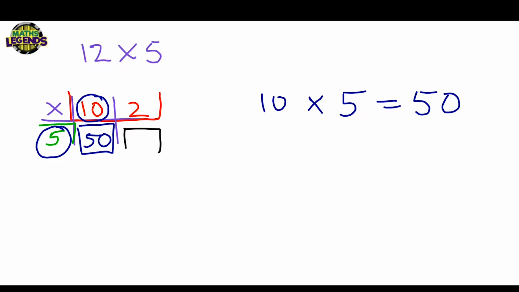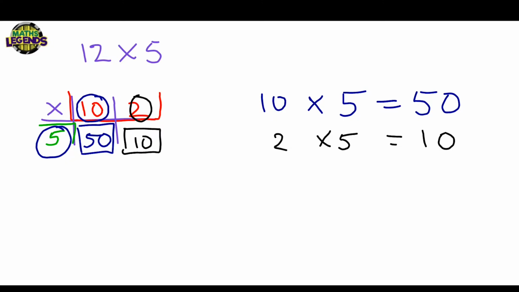Then we're going to look at the next box. So here, the number above it is 2. So we're going to put 2 there. And the number to the left of it is 5. Now notice when we said to the left of it, we didn't say 50, we said 5 because it's the number that was in the green section and the red sections that we're interested in. 2 times 5 is 10. So we put a 10 in here.